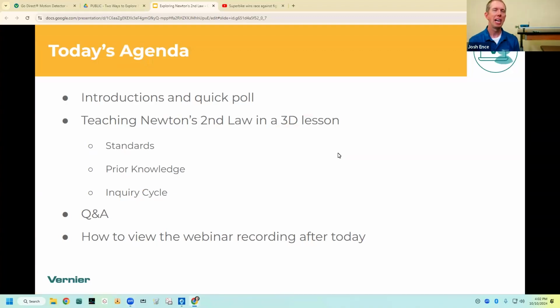We'll talk mostly about Newton's second law, mostly in the context of what we would call a 3-dimensional lesson, like what it would look like if you wanted to teach Newton's second law through the inquiry cycle. We should have some time at the end to answer some questions if necessary, and Dylan will then wrap up and tell us a little bit about when she'll send her email.